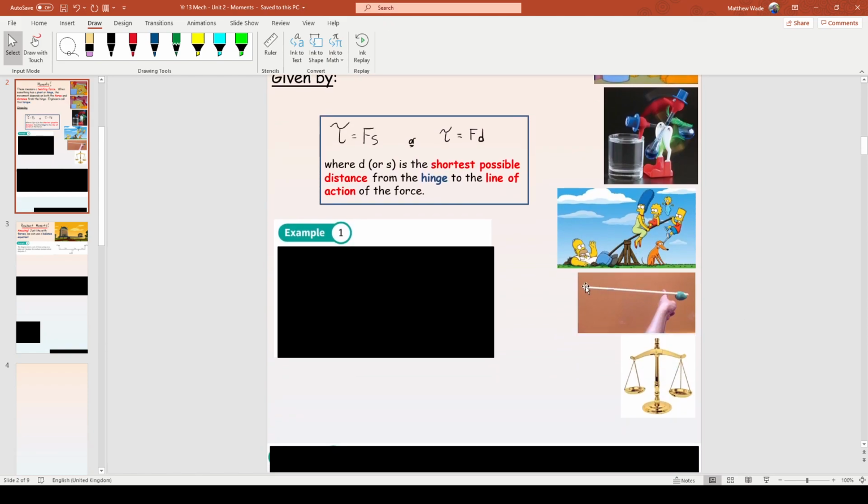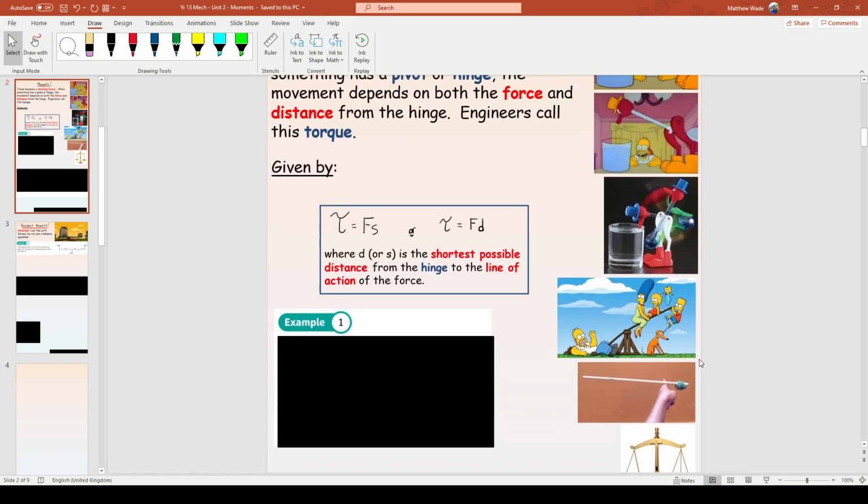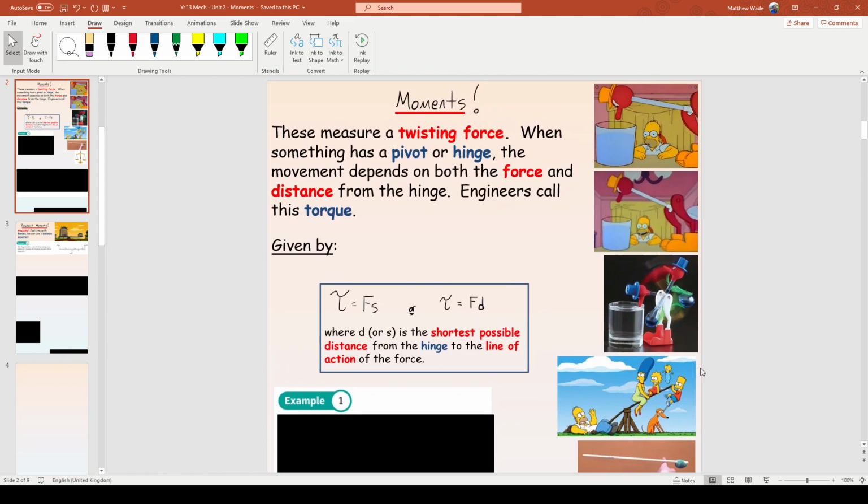You can make things balance with moments as well. Look at this guy who's holding this stick with a blob of something on the end of it on his finger, perfectly in balance. Even though his finger's not in the middle, it's got to be more toward the heavy thing in order for there to be the same moment on either side. So that's essentially what it is. It's measuring a twisting force.